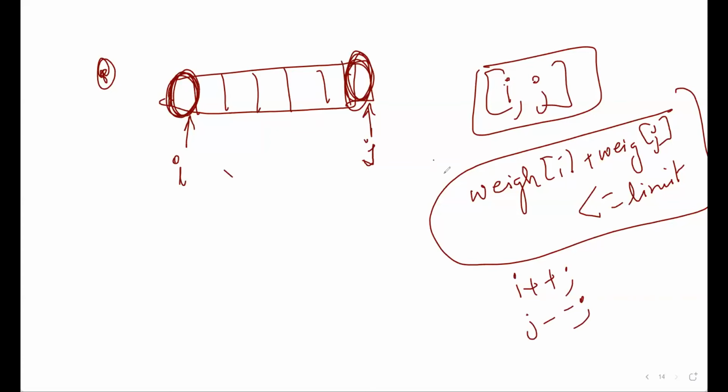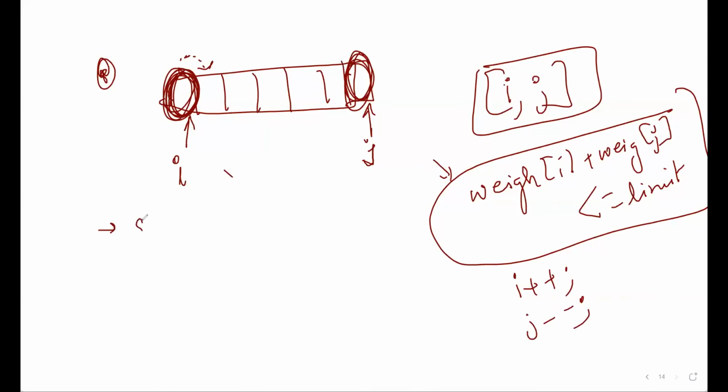If this is not happening, then what will you do? You'll move your i pointer. So the i pointer will be moved to the next. In this boat only this person is allowed to go. Using this you can get the minimum number of boats required. So many people said this.